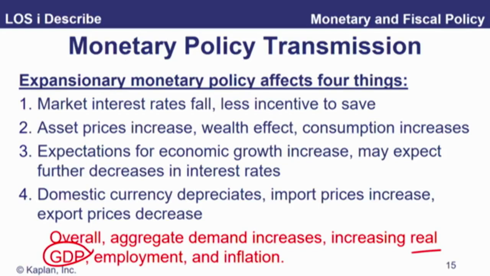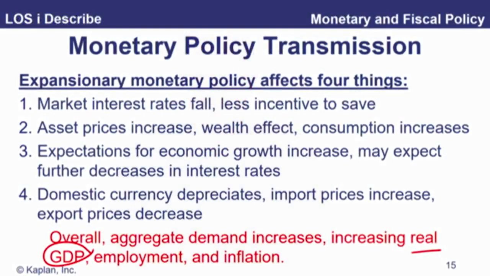Thirdly, people look to the future. Expectations for economic growth increase. Now, we can talk about whether that happens when we move on and look at limitations, but as long as this central bank is credible and people believe it, then they'll see expansionary policy, they'll expect growth, and hence expect further decreases in interest rates, which will help investment and again get GDP going.